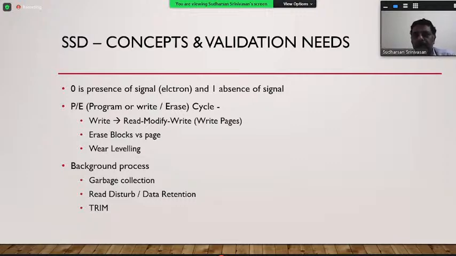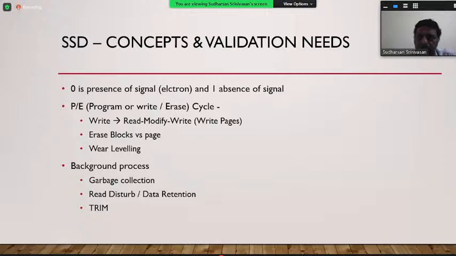SSDs basically store data in NAND flash or NOR flash, and typically whatever we write is zeros and ones. You are all aware, it's binary. Zero is basically the presence of a signal, right? An electrical signal being there in that cell means it's a zero, and absence of a signal means it's a one. That's how it is typically programmed. So whenever we write a bit, writing zero means we are fusing a signal, and one means we are diffusing the signal.